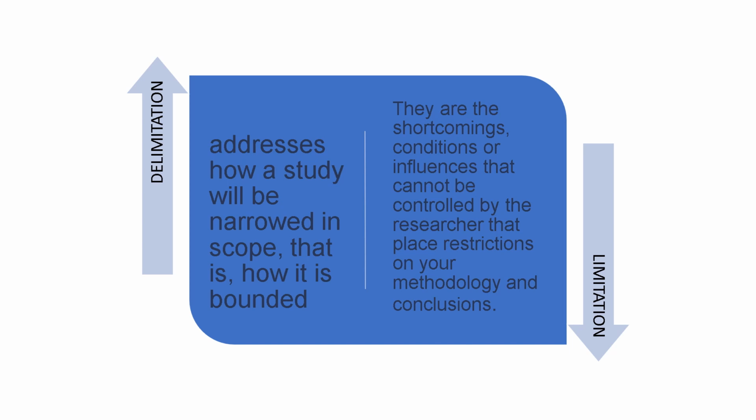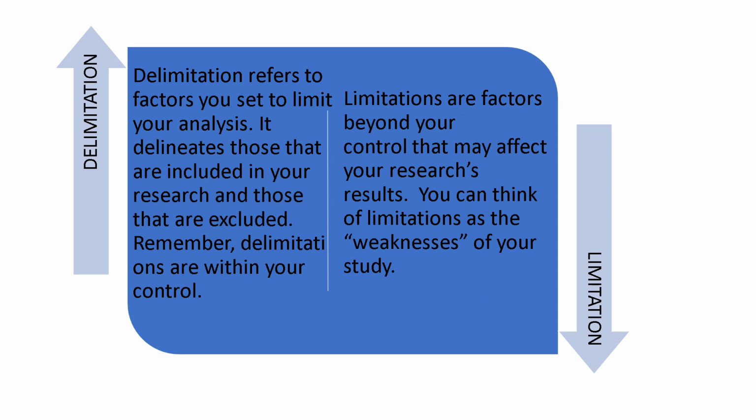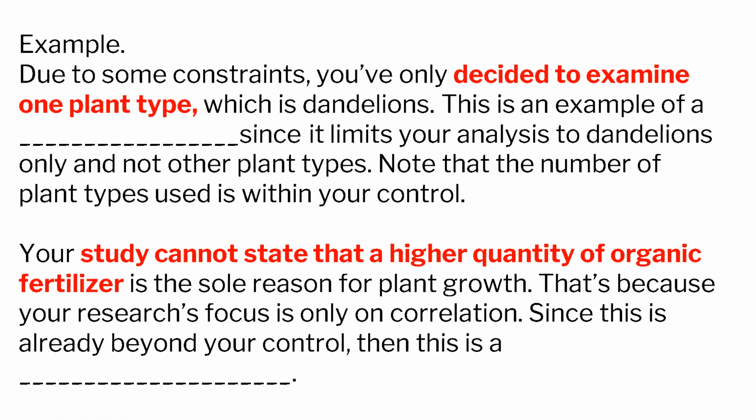your methodology and conclusions. Delimitation refers to factors you set to limit your analysis. It delimits those that are included in your research and those that are excluded. Remember, the delimitations are within your control. Limitations are factors beyond your control that may affect your research result. You can think of limitations as the weaknesses of your study.